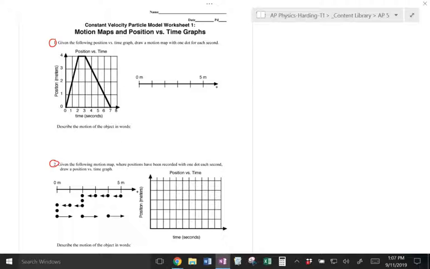Motion maps and position versus time graphs worksheet. We're just going to worry about question 1 and question 2 on here right now. So one person in your group does number 1, the other person does number 2. In the end, I'm going to have you come up and fill in the key for us. So like be able to explain why you're doing what you're doing. That's why you got your partner.